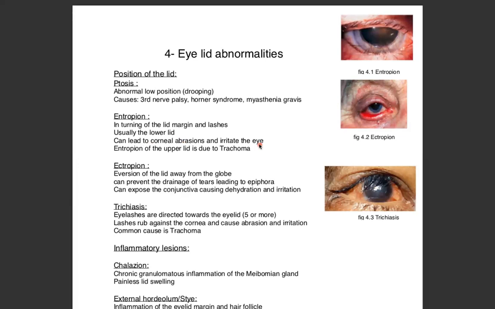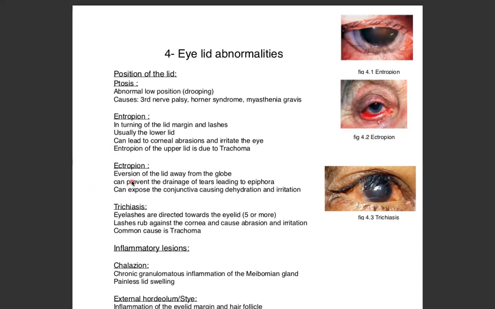Of the upper lid, it's most commonly due to trachoma. And trachoma is basically, what's the word? What's the bacteria? Chlamydia, yeah. Chlamydia trachomatis. It can cause trachoma or eye problems. And that's a bacterial infection which would lead to the inward going of the upper lid. So if you see entropion of the upper lid, it's usually associated مع trachoma أو مع chlamydia infections. Okay?